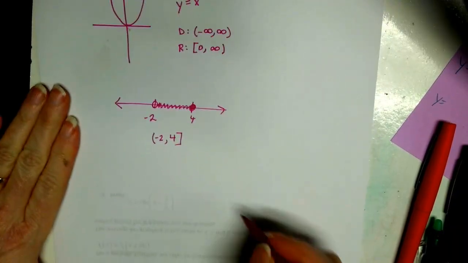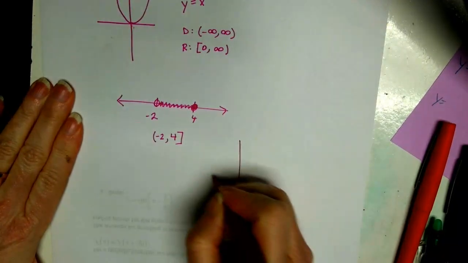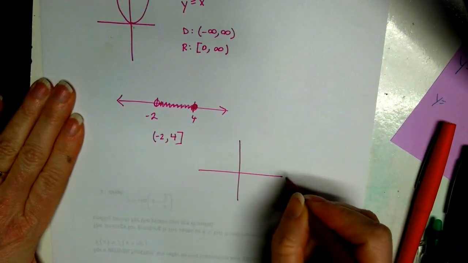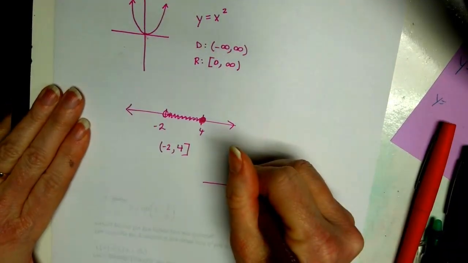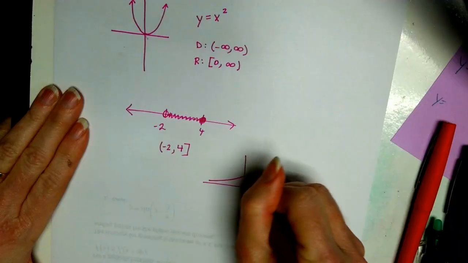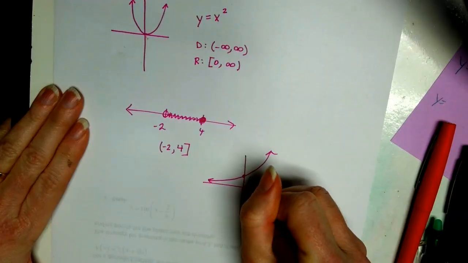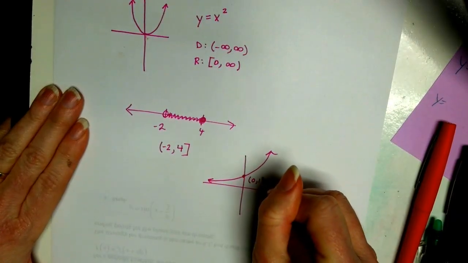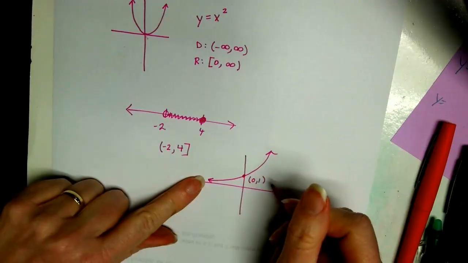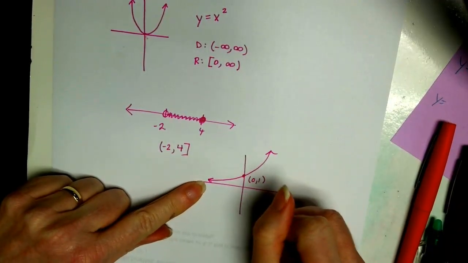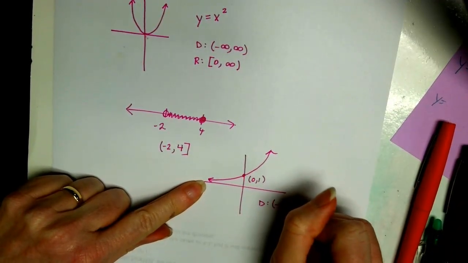Okay, so let me give you another one. Let's do the parent function of exponential growth. It looks like this. It passes through the ordered pair (0, 1), not that that matters because domain is just how far left and how far right. So the domain is negative infinity to positive infinity.